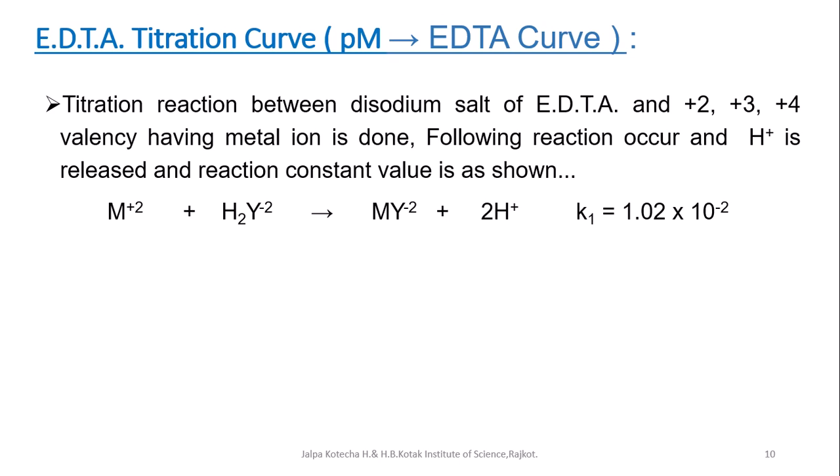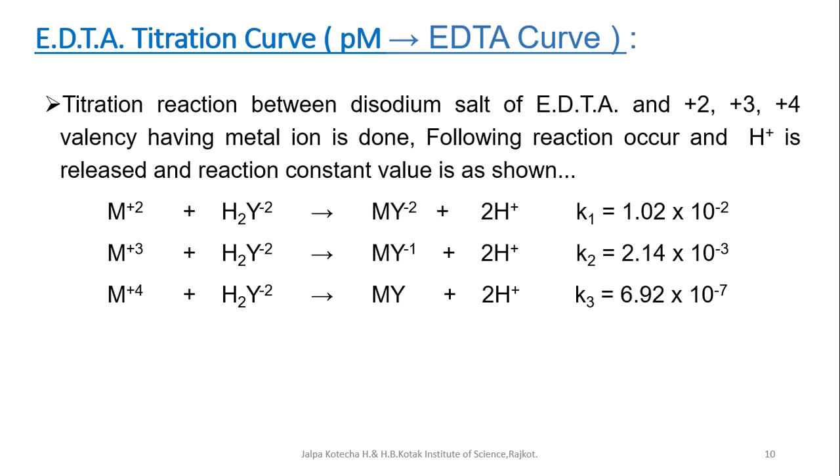A metal ion with +2 charge reacts with H2Y -2 of the disodium salt, because it is disodium that we are taking, and it gives the formation of the metal EDTA complex, releasing 2H+. Here K1 shows the formation constant, which is around 1.02 into 10 raised to -2. Though it is a +3 metal ion, it gives 1:1 stoichiometry. The metal EDTA complex always maintains the stoichiometry of metal to EDTA as 1:1.